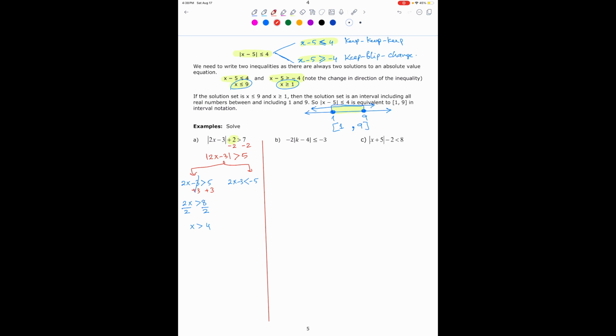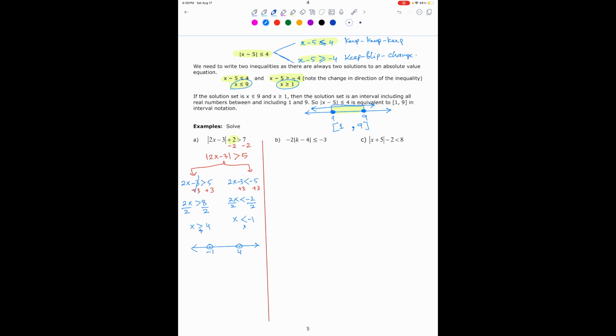The second part, we're going to do the same thing. We're going to add 3 to both sides of the equation. We will end up with 2x is less than negative 2. Divide both sides by 2. And in this case, we end up with x is less than negative 1. On the number line, negative 1 is less than 4. And both of them are excluded because there is no equal sign here.